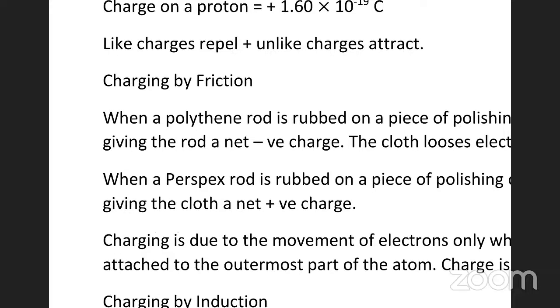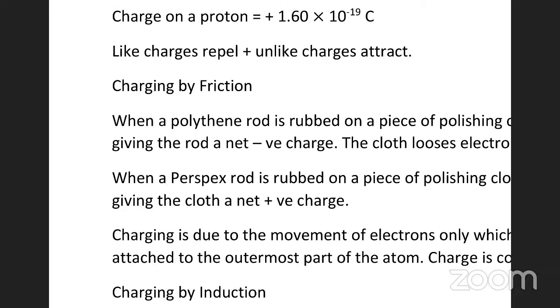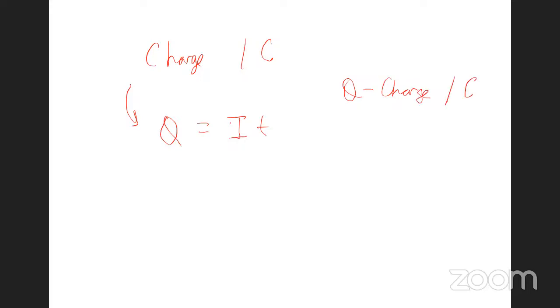Next thing. Like charges repel, unlike charges attract. Before we move on, as I told you all before, charge is measured in coulombs, capital C. Write this down. The symbol for charge is capital Q, and Q is equal to I times T. So Q is charge, measured in coulombs. I is current, measured in amperes, and T is time, measured in seconds.